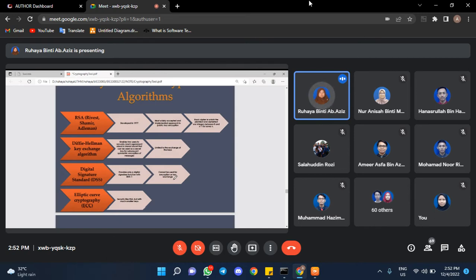And then another, nowadays we have what we call elliptic curve cryptography, ECC. This is pretty much like RSA but with much smaller keys. Kalau RSA dia bigger key, but ECC uses much smaller keys.